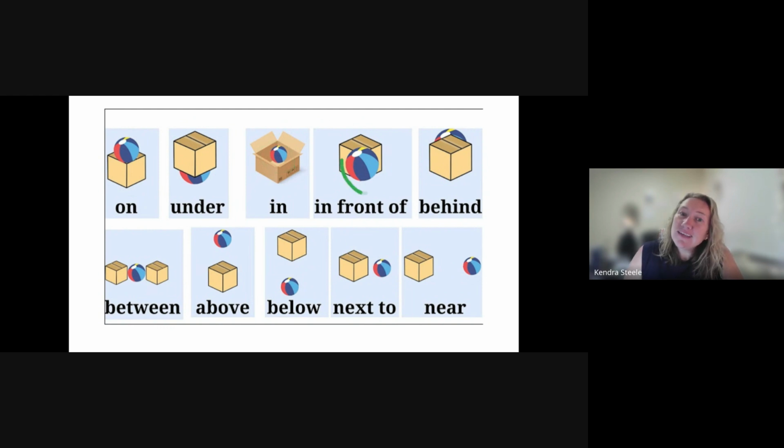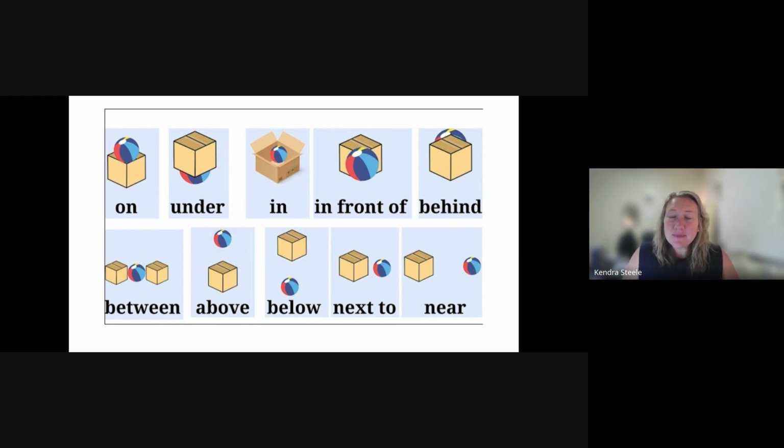The ball is in front of, so it's this side of the box. The ball is behind the box. The ball is between the boxes. So that's in the middle of, between. The ball is above the box.